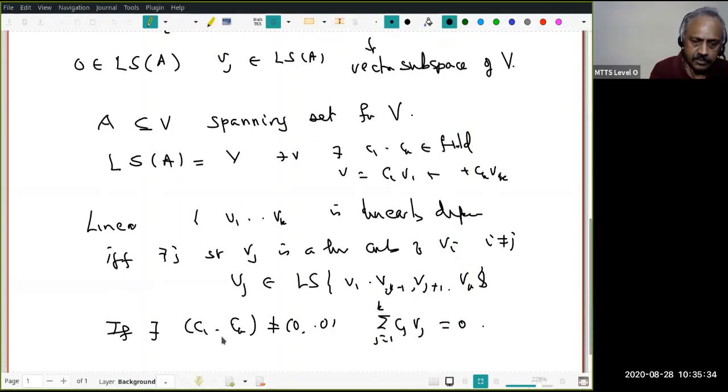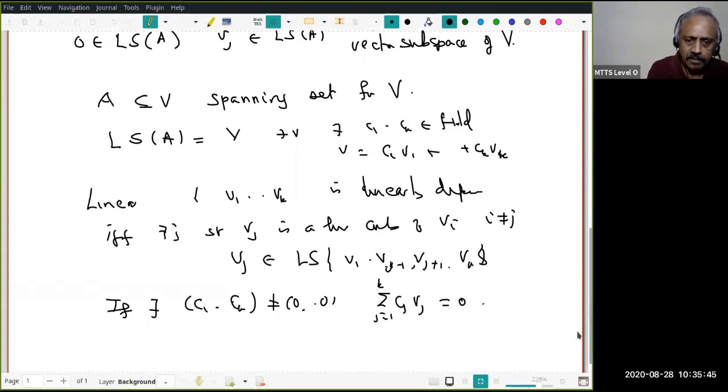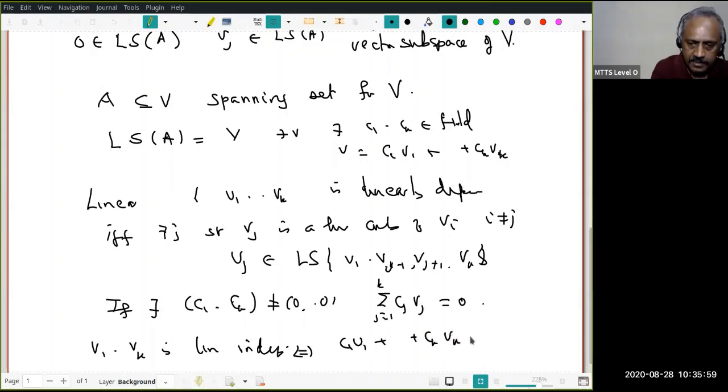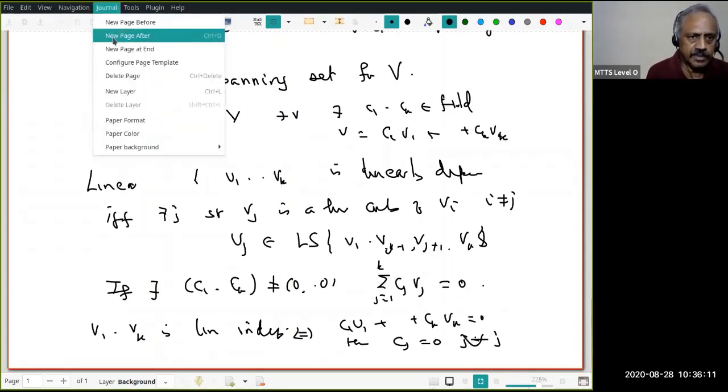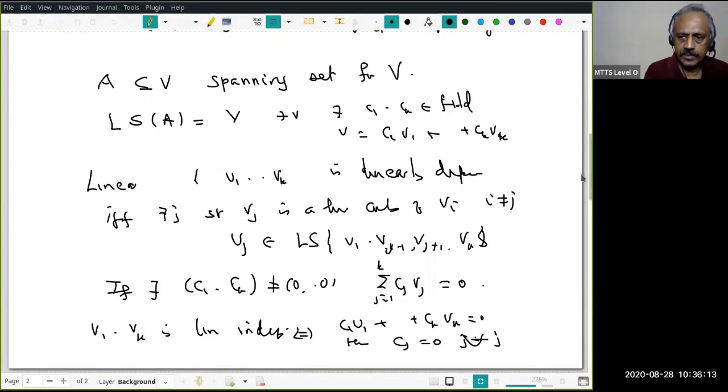Usually you will say there exist C1, C2, ..., Ck, not all 0, so that the summation C1 V1 plus C2 V2 plus ... Ck Vk is 0. So when do I say V1, V2, ..., Vk is linearly independent? The moment you say C1 V1 plus ... Ck Vk, a linear combination, is 0, then I can conclude Cj is 0 for all j. All these things are already known. I'm just quickly recalling so that we will all be on the same wavelength.